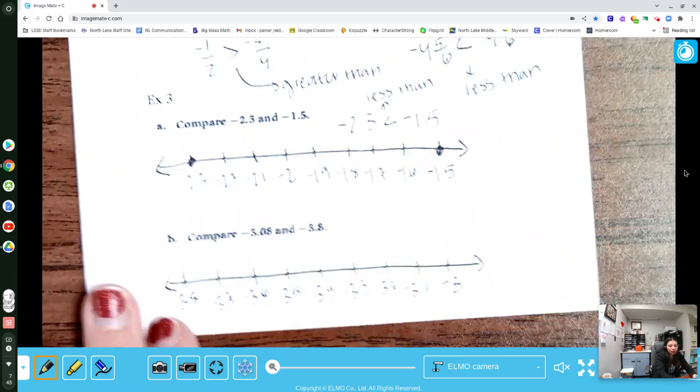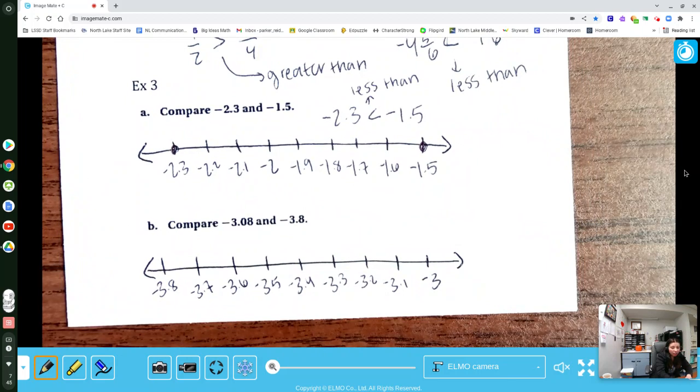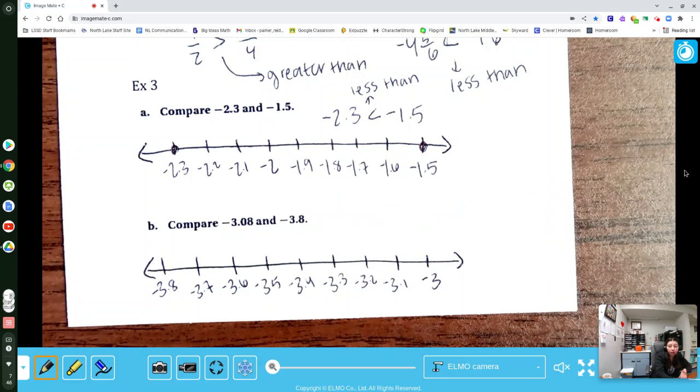And you might say, Miss Reed, I don't see the negative 3.08 on here. Well, we're going to just estimate about where that's going to be because for this activity, we don't need to necessarily have an exact right placement. We just need to decide which is greater, which is further to the right. So an estimation is going to be just fine.